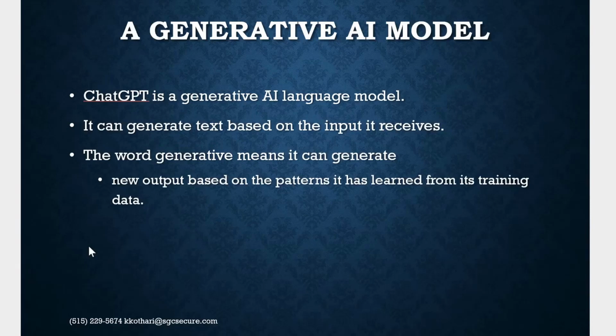ChatGPT is what's known as a generative AI model, so it can generate text based on input that it receives. The key word is generative, meaning it can generate new output based on patterns that it has learned from the training data, and it has a huge amount of training data. But again, ChatGPT stops at September 2021. So you can't ask it to tell you about the Ukraine war. You're going to have to go to Google's Bard to do that.